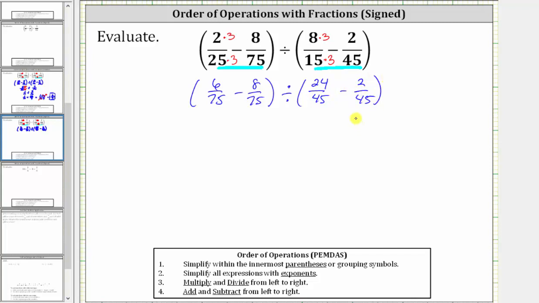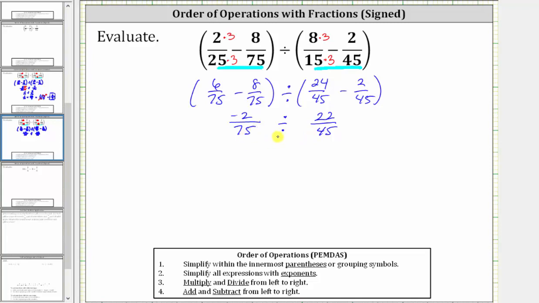Now we can go ahead and subtract. For 6/75 minus 8/75, the denominator remains 75, and the numerator is 6 minus 8, which is -2, giving us a difference of -2/75. And then we have divided by 24/45 minus 2/45. The denominator remains 45, and the numerator is 24 minus 2, which is 22. Notice neither fraction simplifies because the only common factor between the numerator and denominator is 1.